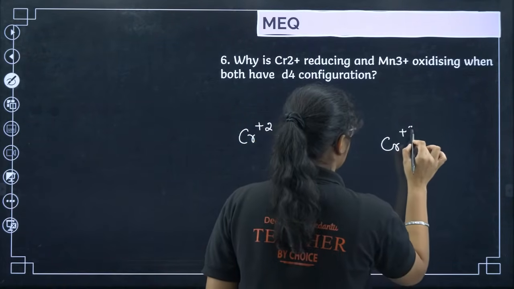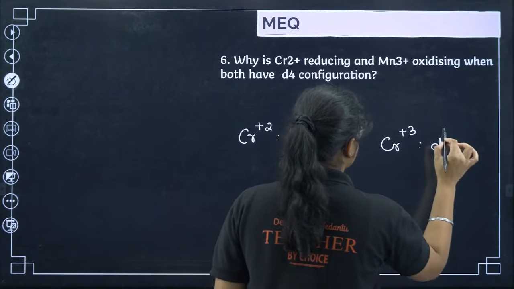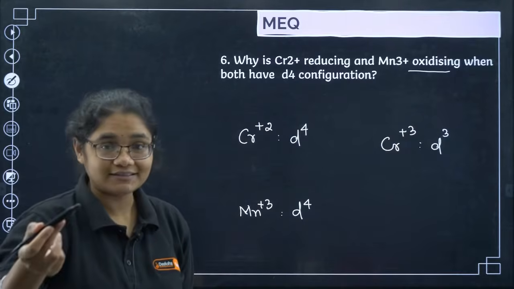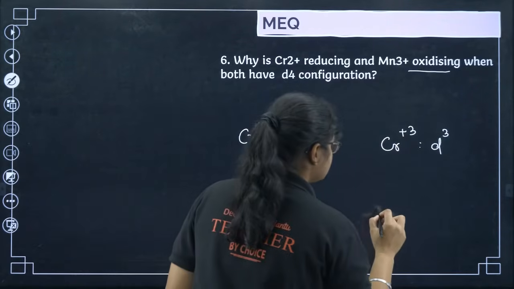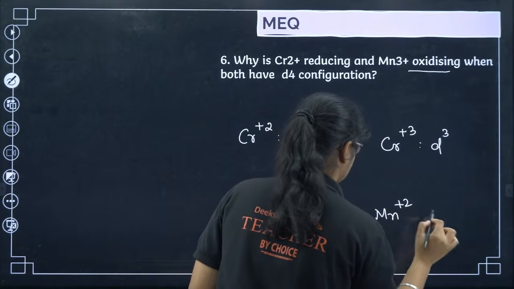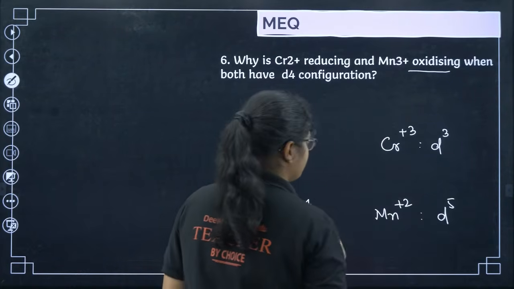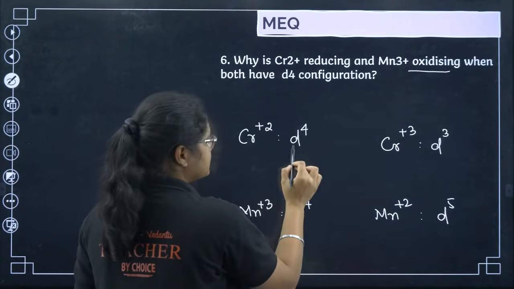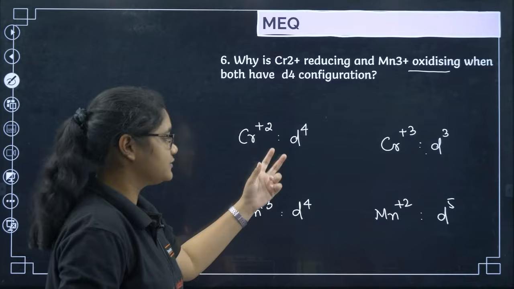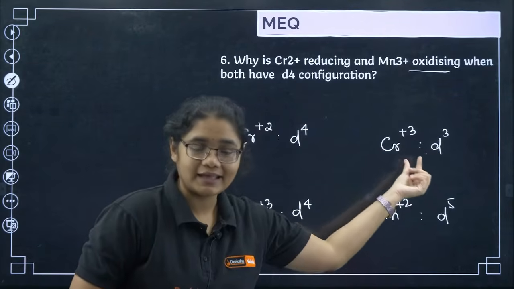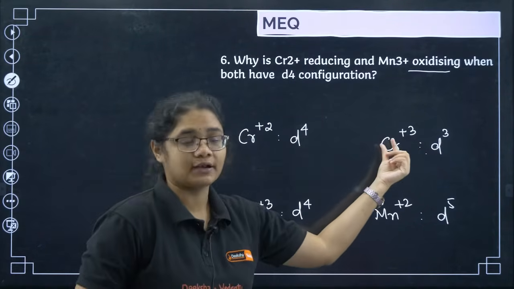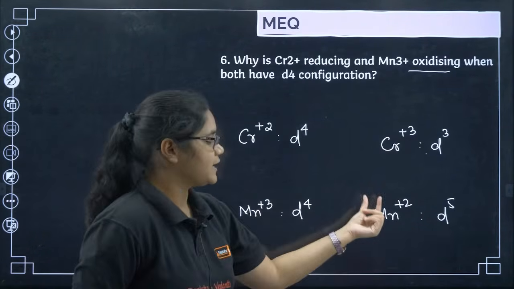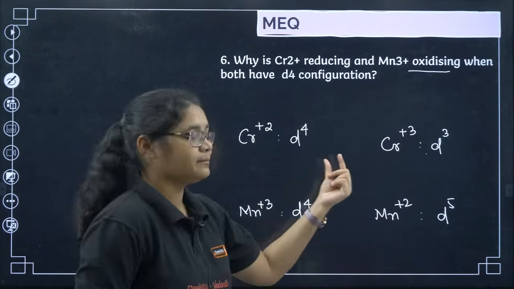So Cr2+ will become Cr3+ and its configuration is d3. Now Mn3+ is oxidizing in nature. It will oxidize others, itself it will get reduced. So Mn3+ will get converted to Mn2+, which is d5 configuration. Cr2+ goes from an unstable state to a stable state, so d4 gets converted to d3, and in that process it is undergoing oxidation, so it is behaving as a reducing agent. Whereas Mn3+ is getting converted to Mn2+, again from unstable to stable.